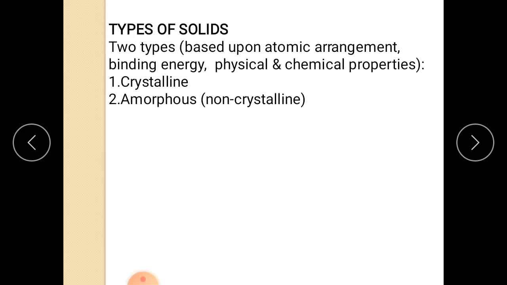Now there are two types of solids, and this classification is based upon the atomic arrangement and binding energy of particles or atoms, and physical and chemical properties of the solid material. On the basis of these properties, the solids are classified as crystalline solid and amorphous solid.